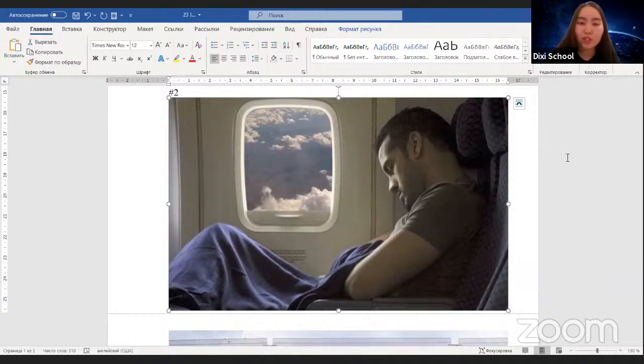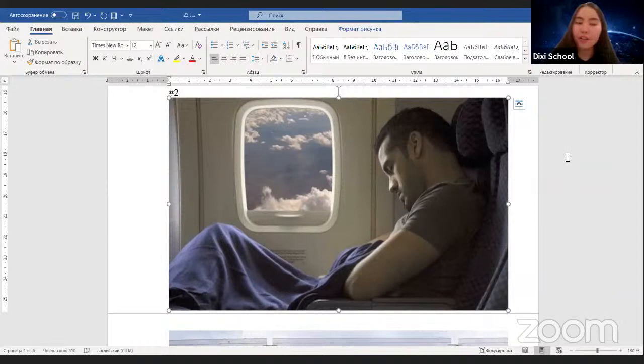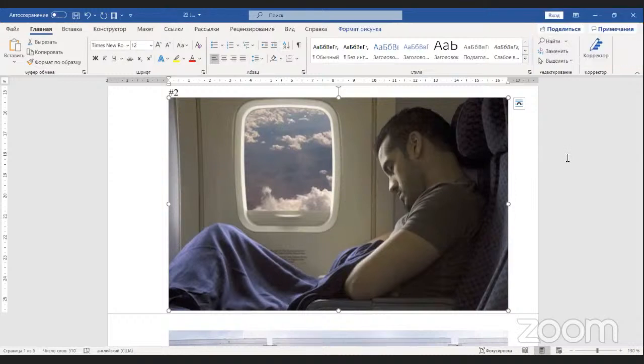For example, on the picture, it is shown that there are some clouds outside of the window. Based on this, it is guessable that the man is on a journey, on a plane, okay? So here you can see that I am using passive voice. Also, I would advise you to add more adjectives here. For example, it is obvious that the man is sleeping, okay?